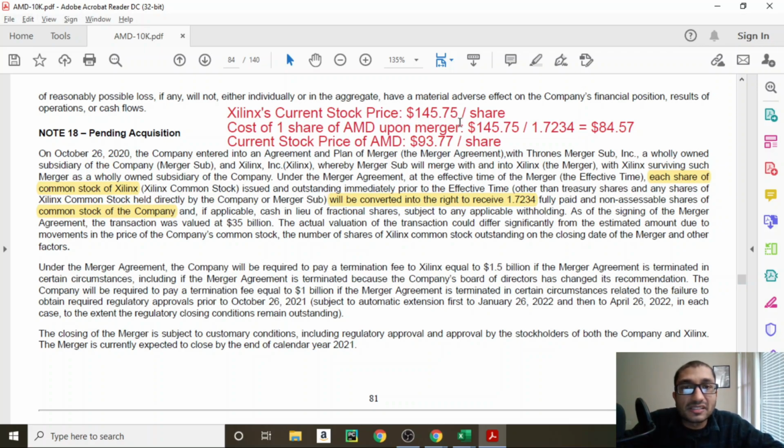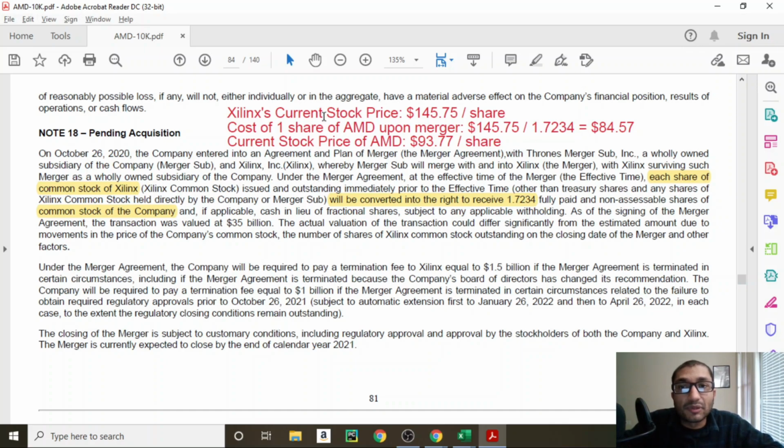Xilinx's current stock price is $145.75 per share. The cost of one share of AMD after the merger would be $84.57 per share, as compared to the current stock price of AMD, which is at $93.77 per share. What this means is, after the merger, you would have theoretically bought the share of AMD at $84.57 per share. At that point, you can go sell that stock in the current market at $93.77 per share, creating a profit of about $9 per share for yourself.